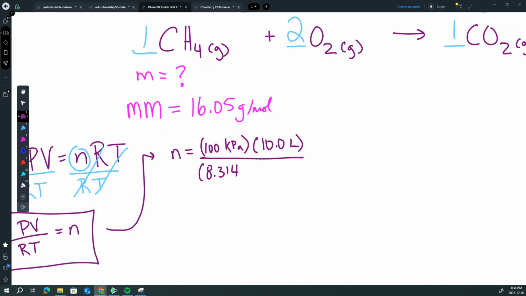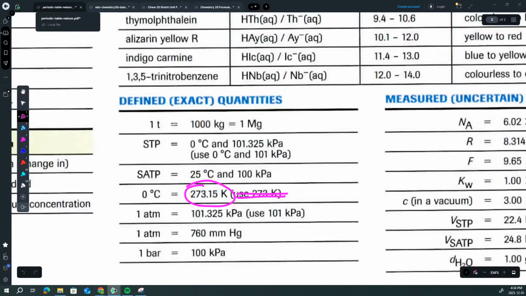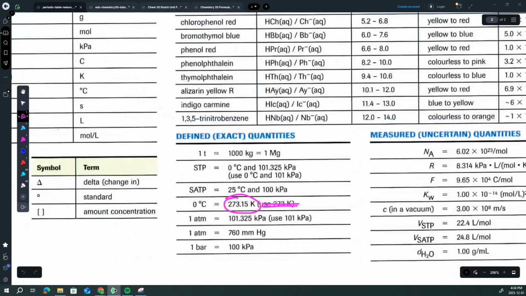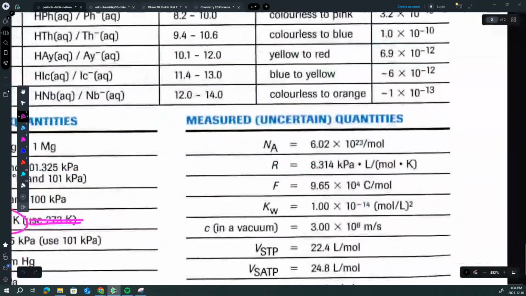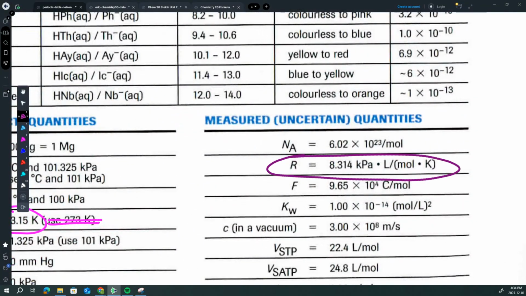8.314. Now if you're like, hey, it's been a minute since we've done the gases unit, I did not remember the ideal gas constant whatsoever, no worries. Once again, if you go to your Nelson periodic table sheet, in the lower right-hand corner of the second page, R is a constant that's already given to you. So it's 8.314 kilopascal liters per mole Kelvin.